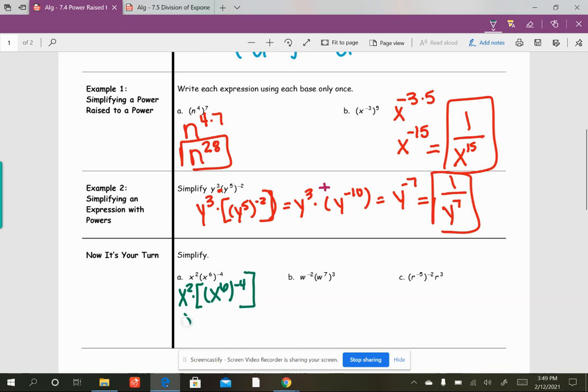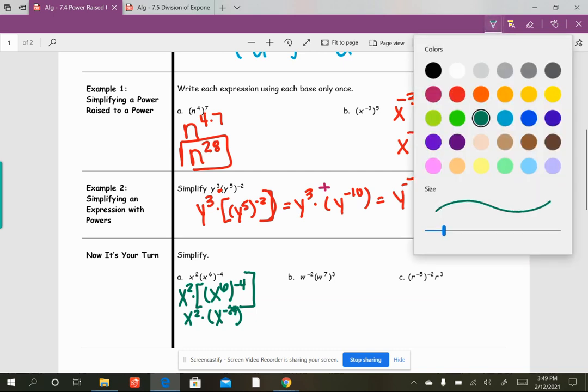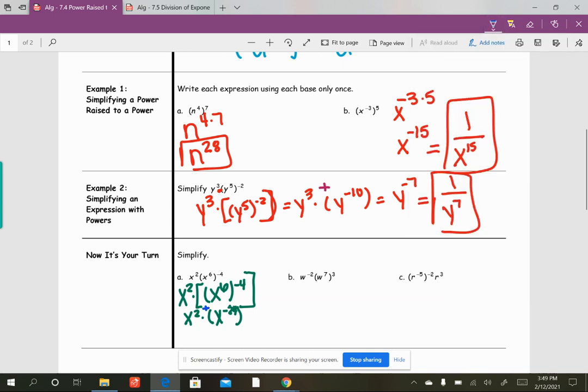So we have x squared times. Now we look at everything inside the brackets. So we do 6 times -4, and we end up with x to the -24th power. Now we can go back through and add the exponents down here. So 2 plus -24 gives us x to the -22nd power, and we never leave a negative, so that becomes 1 over x to the 22nd power.